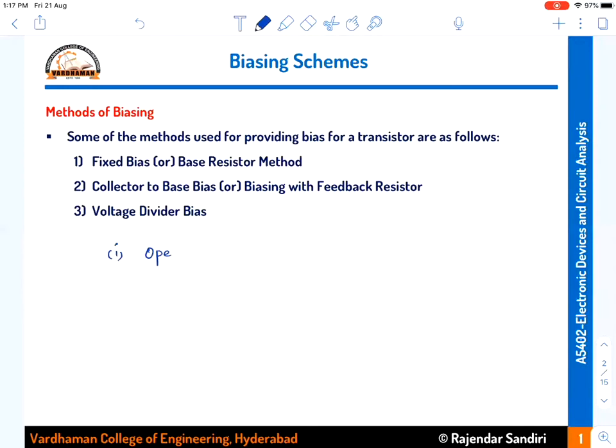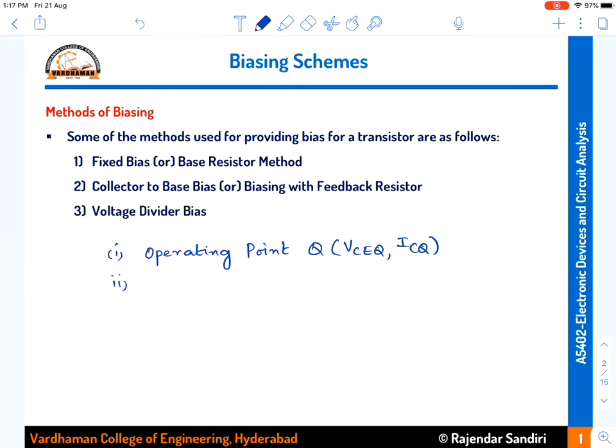Operating point, nothing but what? Operating point or Q point is a point on the load line, which is represented by Q (VCEQ, ICQ). So this operating point has intercepts VCEQ, ICQ. We have to find out VCEQ, ICQ for these biasing methods.